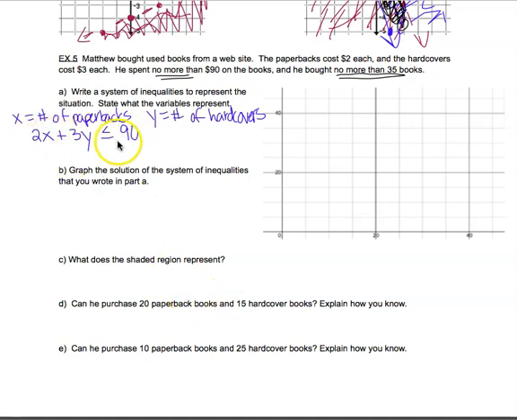So this inequality deals with the money. The last part of the sentence, he bought no more than 35 books. This is only dealing with the number of books. You are not using the money at all. So what I want you to do next is to write what that second inequality should be. So using only the number of books, which are X and Y, write the inequality that means he bought no more than 35 books.